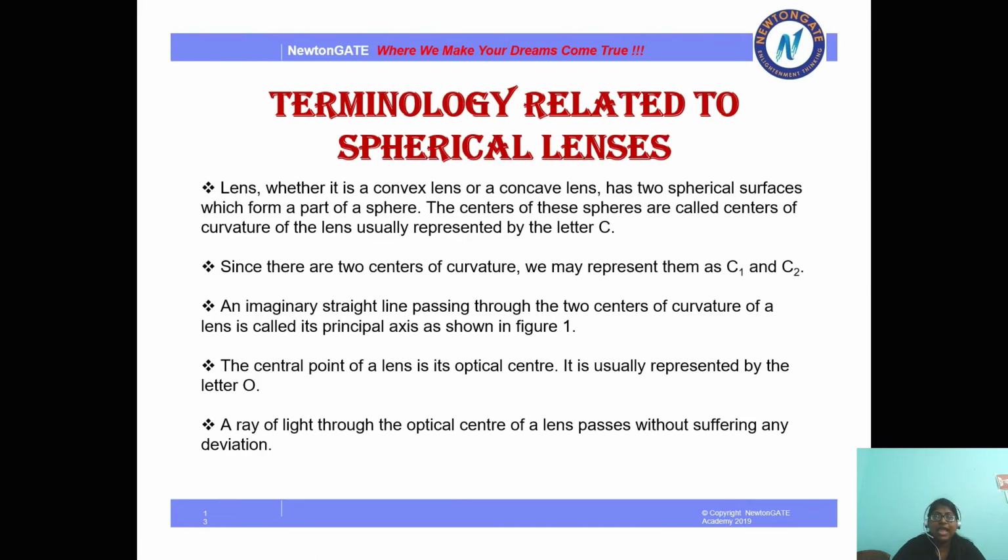Okay, then we also have to come across some terminologies in case of spherical lenses, just like we came across some terminology in case of spherical mirrors as well.